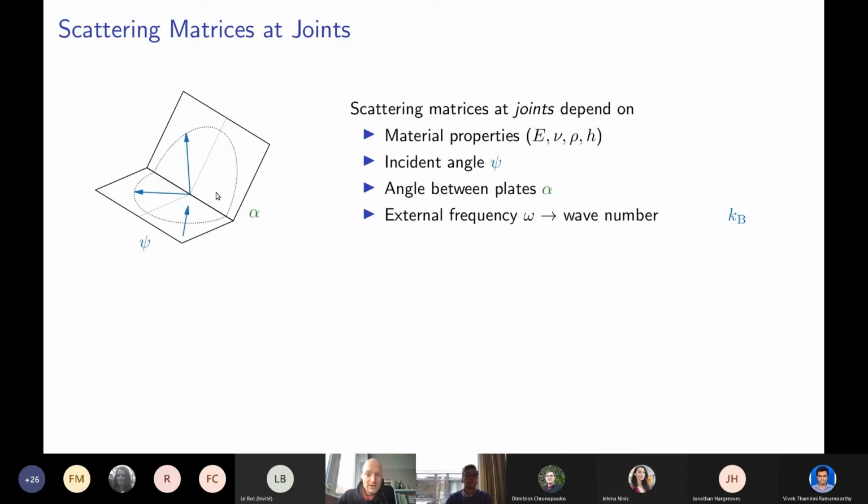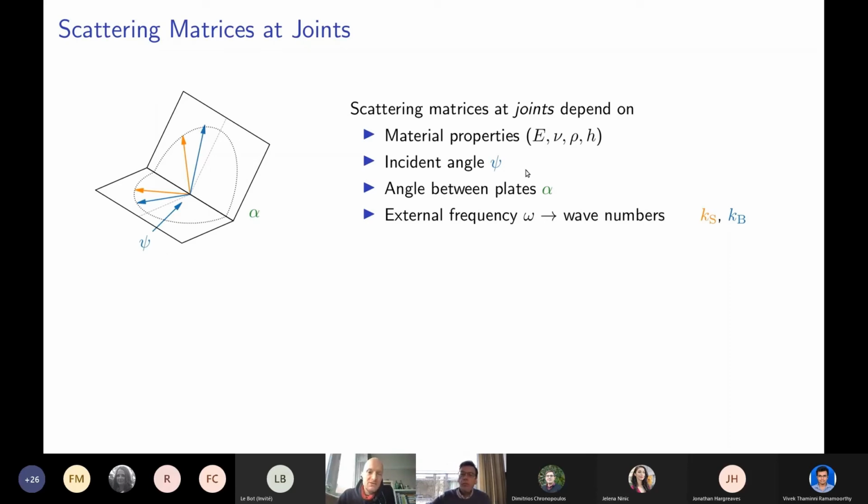Now, it turns out that the external driving frequency of your problem, which is an input parameter to the calculation, yields a certain value of wave number KB. It also yields one for the shear waves, which is considerably smaller. That's just how it works. They are always smaller than the one for bending waves.